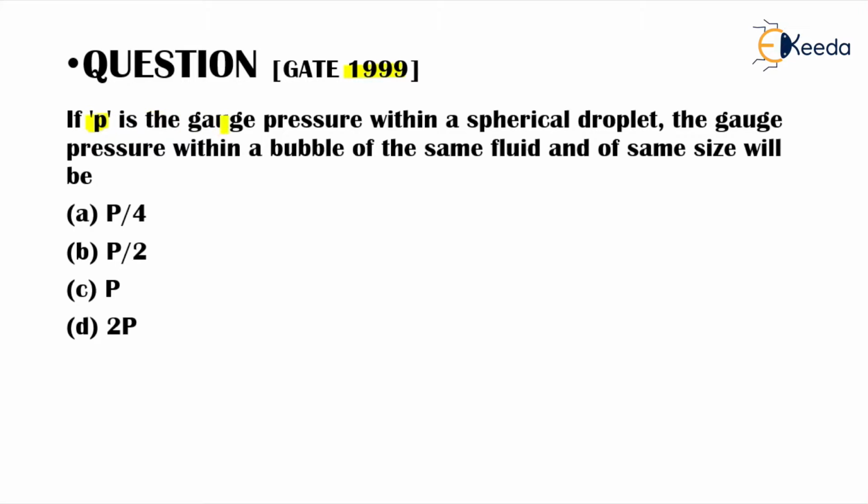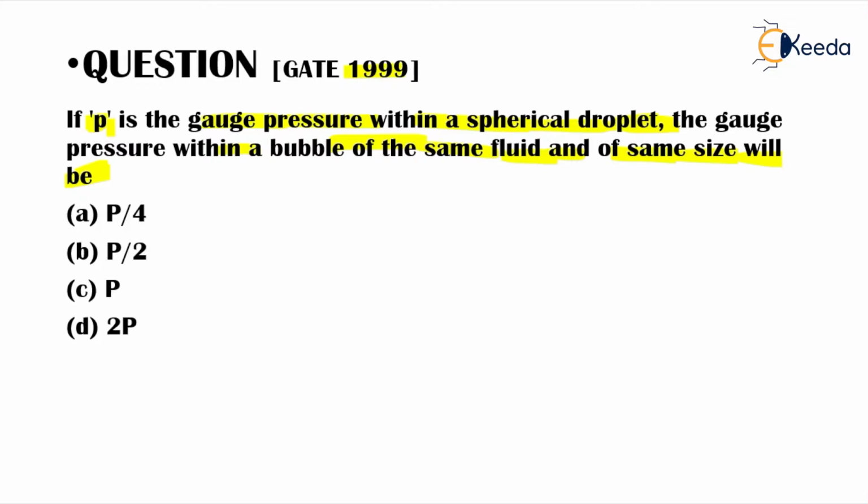If P is the gauge pressure within a spherical droplet, the gauge pressure within a bubble of the same fluid and of the same size will be. So this is a good question, because we should know the expression for the pressure difference for a spherical droplet.